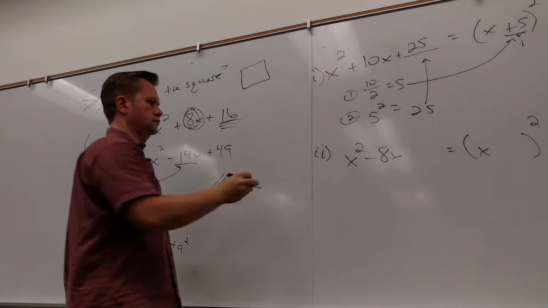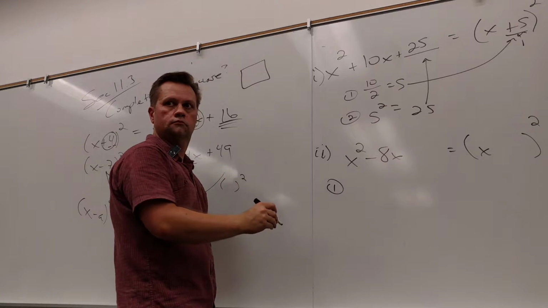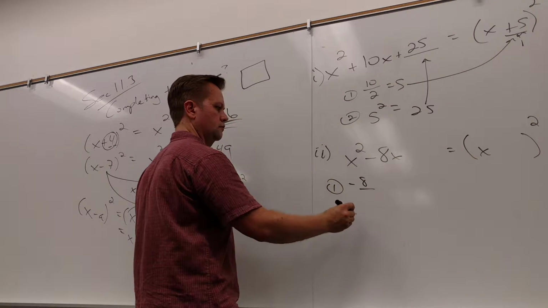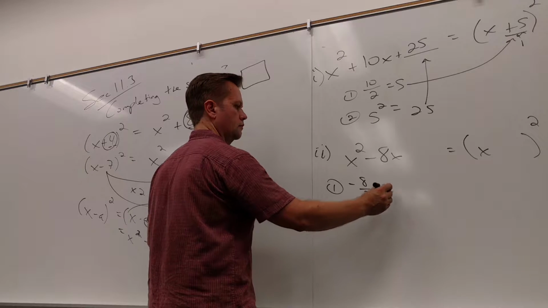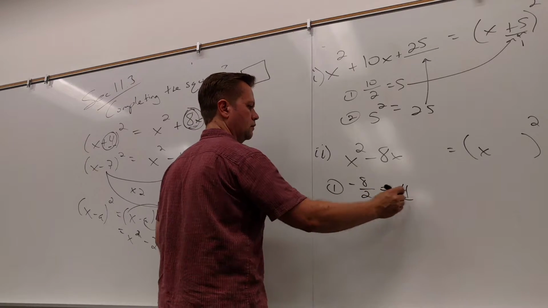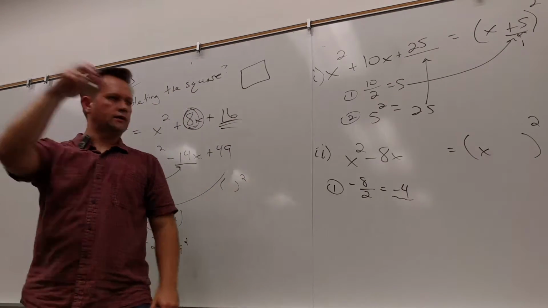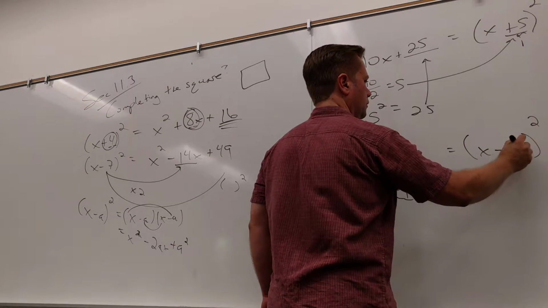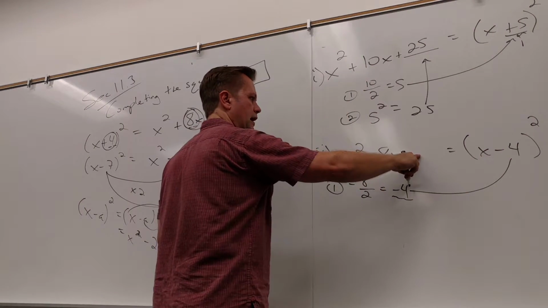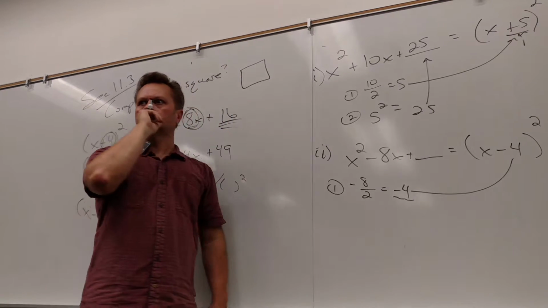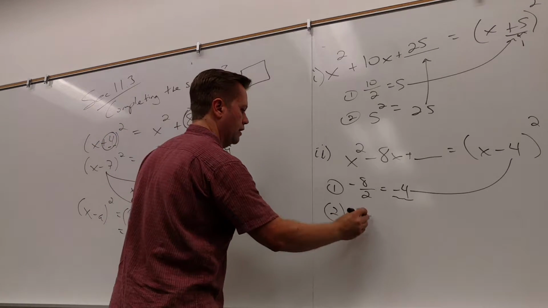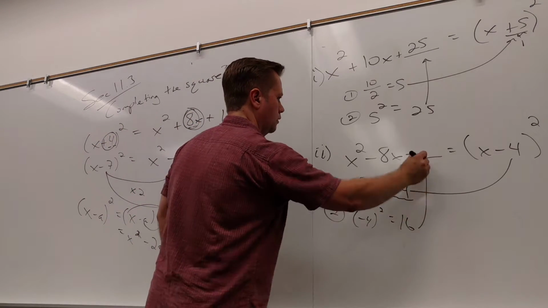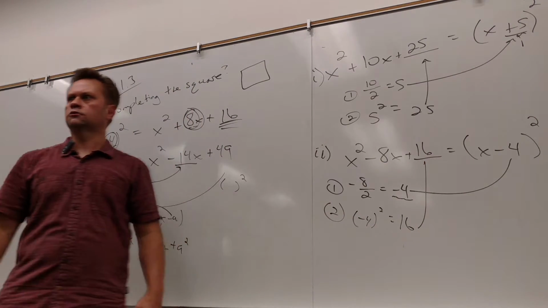First step. So where's that go? It goes inside. It tells me what goes in here. Now I got to figure out what to add here to make that true. 16. Yeah, you take whatever you got and you square it. So that's what I have to add to make it true.